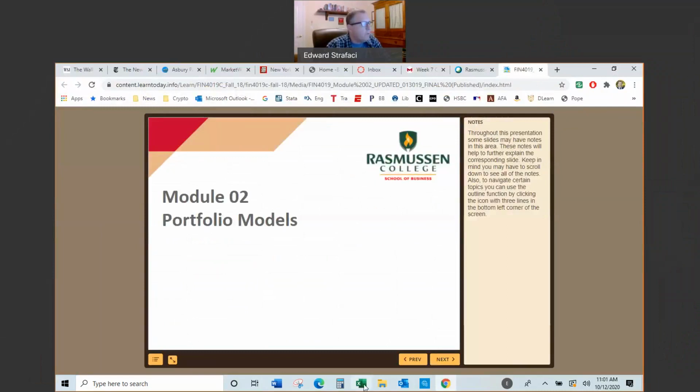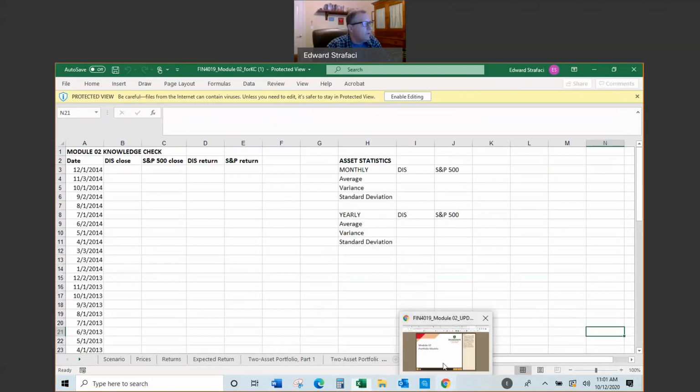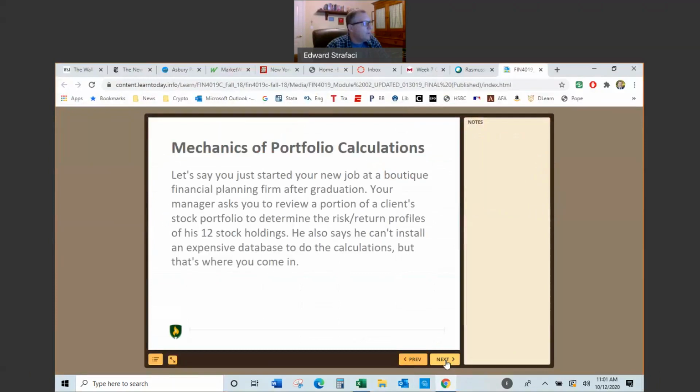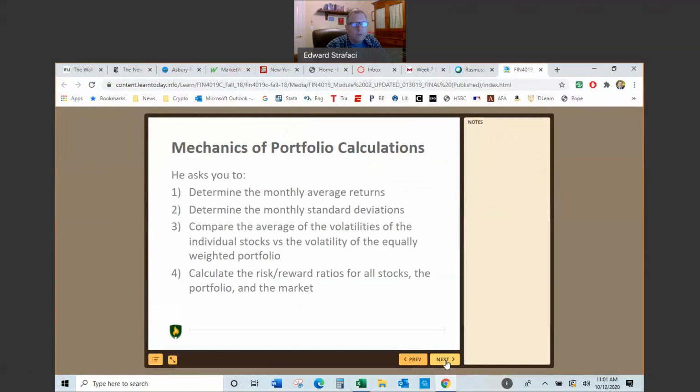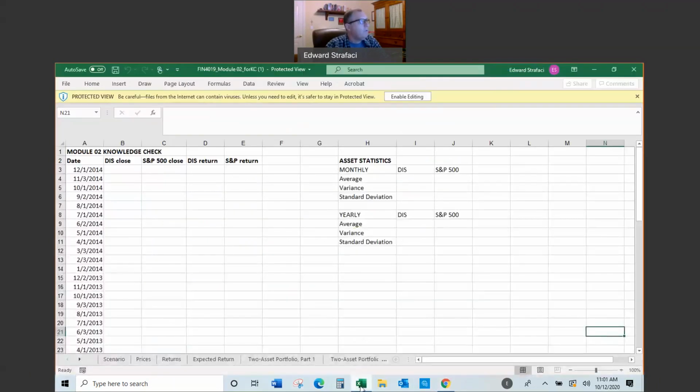This week we're going to be covering portfolio models. I want you to download the spreadsheet. We're going to talk about expected returns and the mechanics behind portfolio calculations. We're going to determine monthly average returns, determine monthly standard deviations, compare the average of volatilities, and calculate risk rewards. Those are our objectives this week. Click on that spreadsheet, and you will get that. Okay?